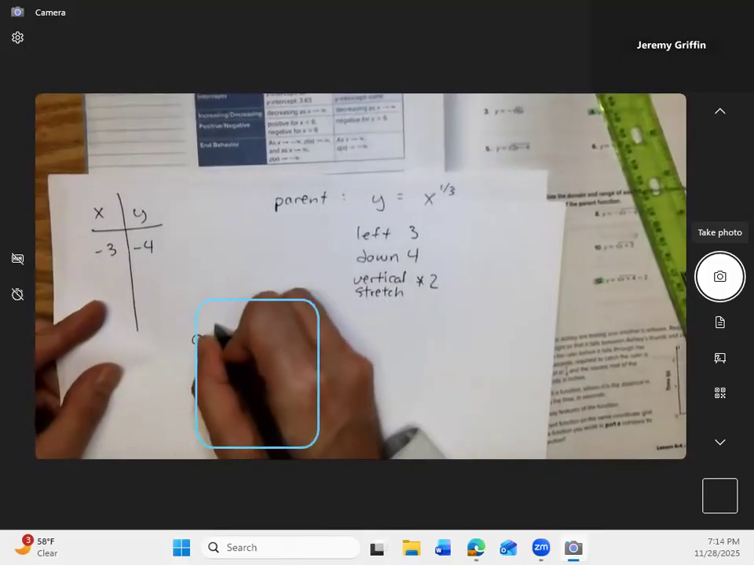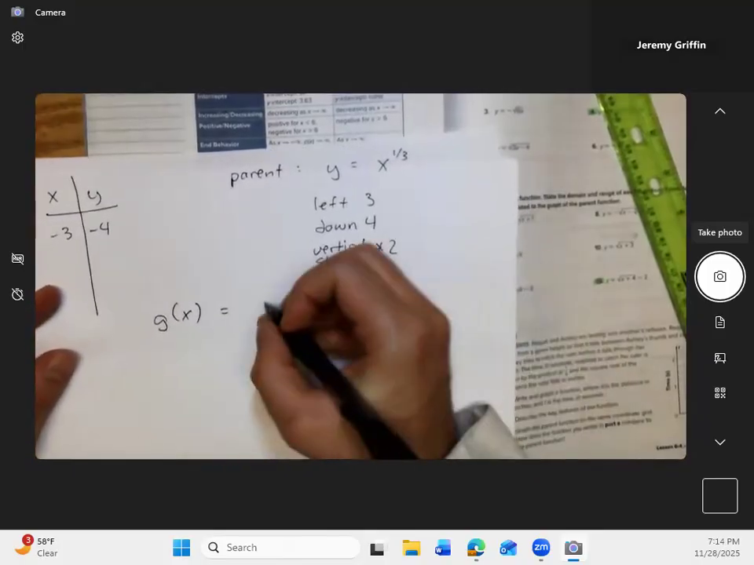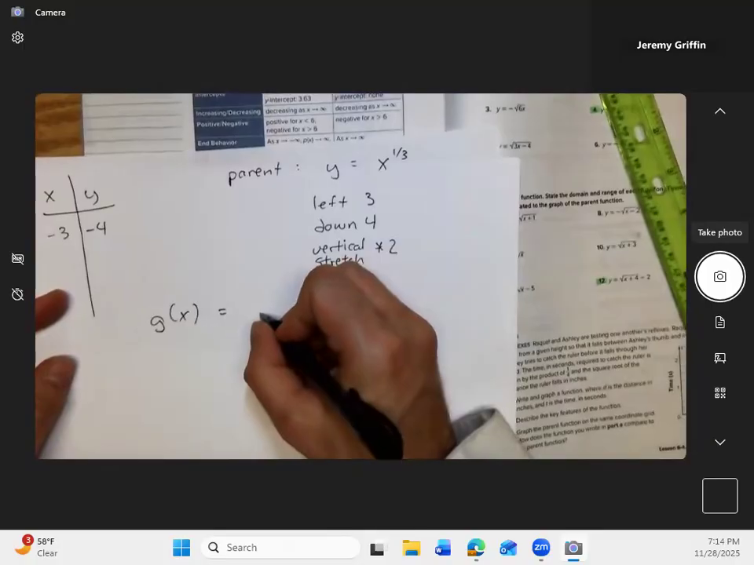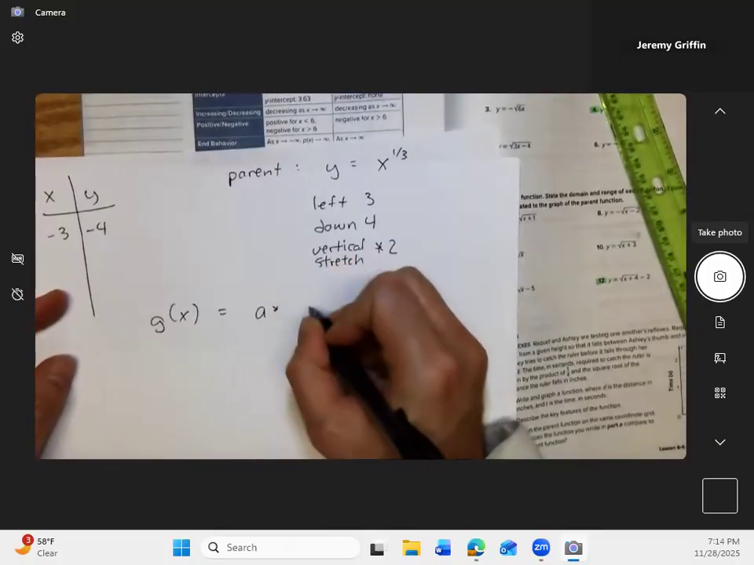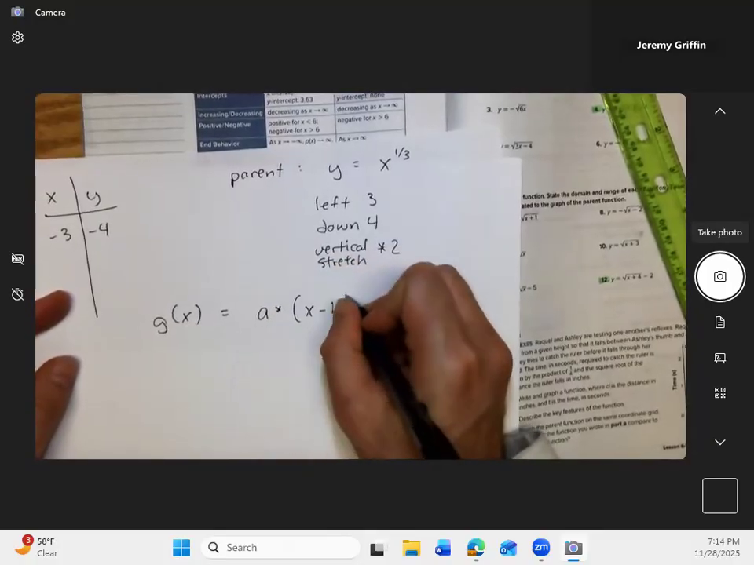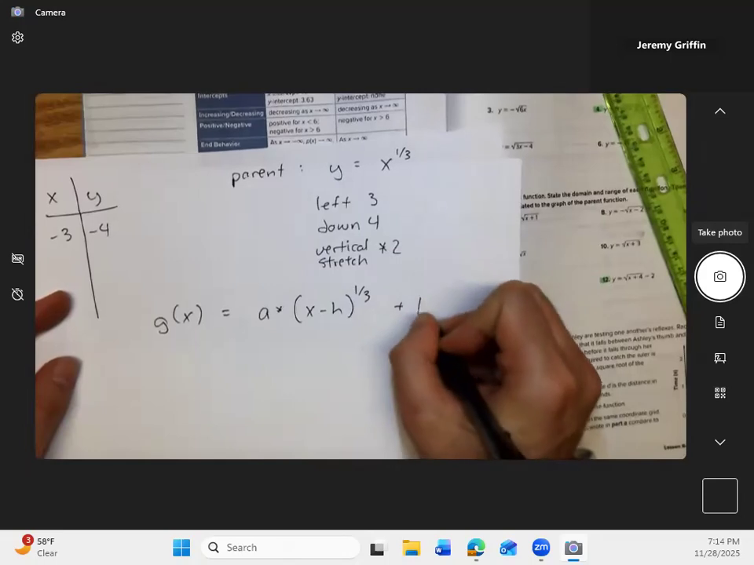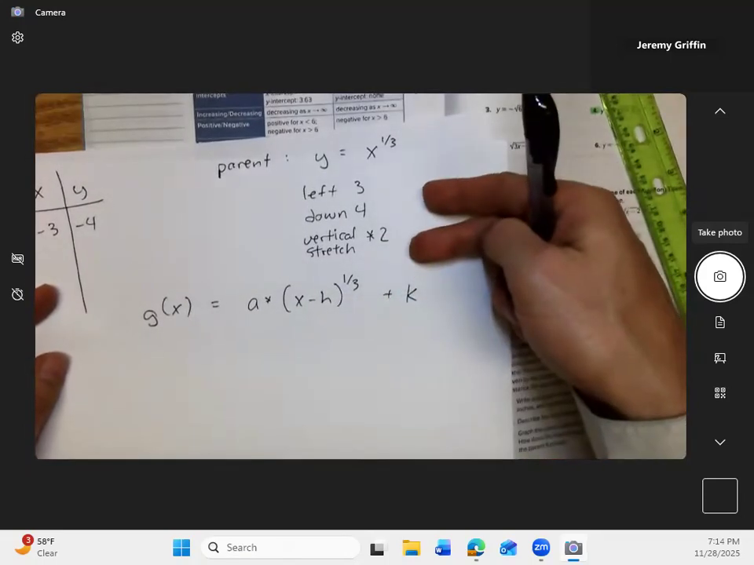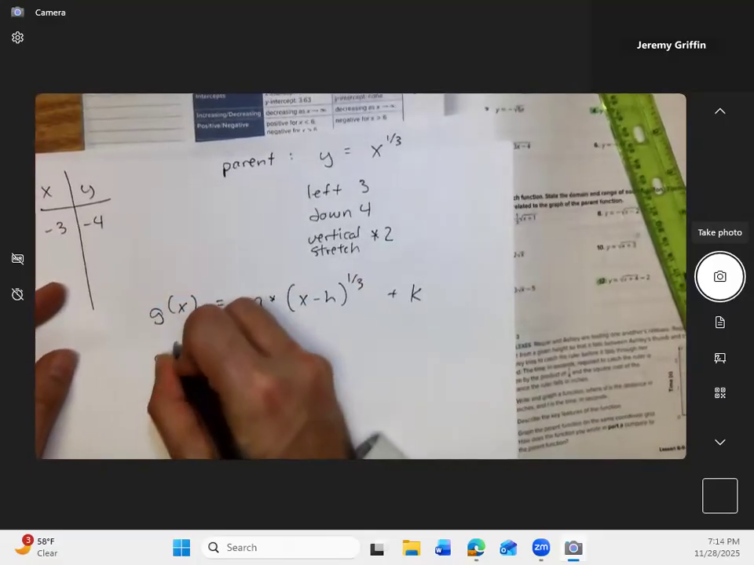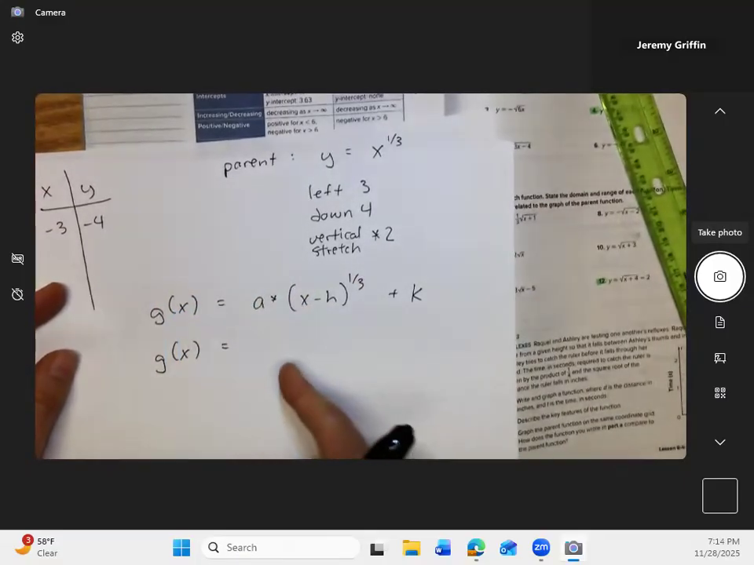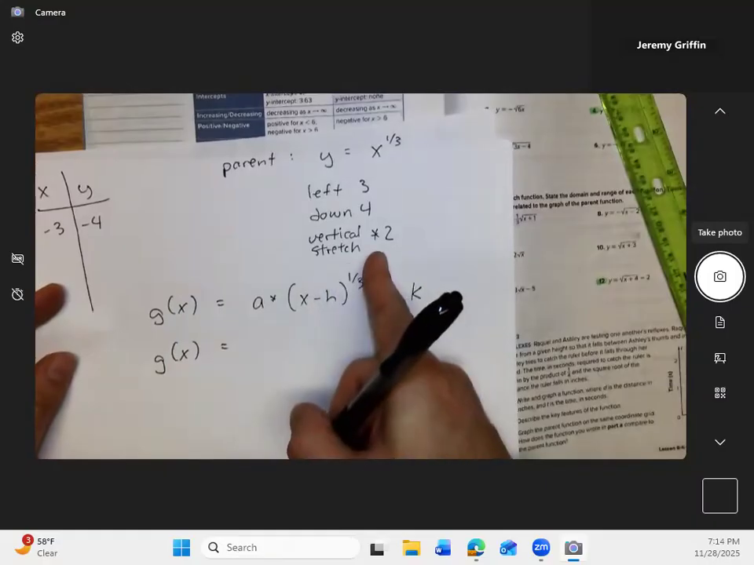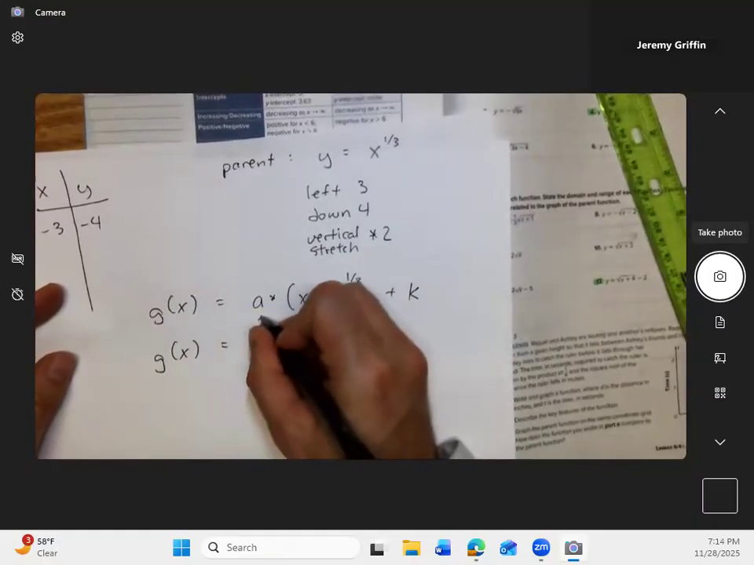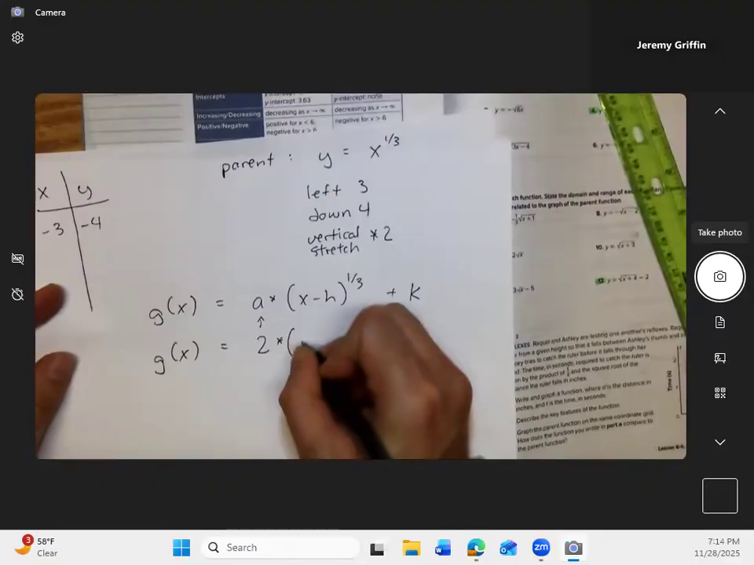Okay, I think, okay, they're calling this g of x. Now, here, keep it really generic. It'd be a times x minus h to the 1/3 plus k, right? But what are a, h, and k? Okay, well, I think it's all answered right here. So g of x should be, okay, vertical stretch 2. I'll go ahead and throw that in for a point multiplied by x.